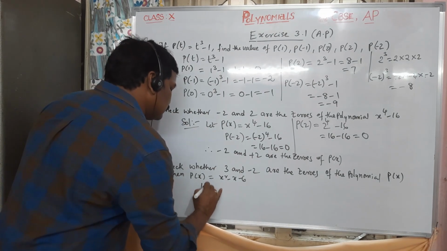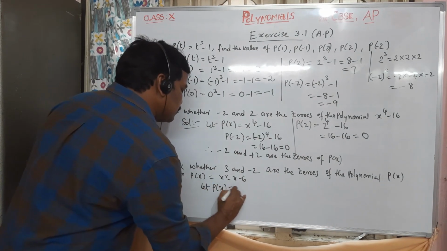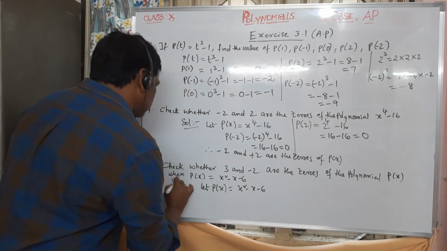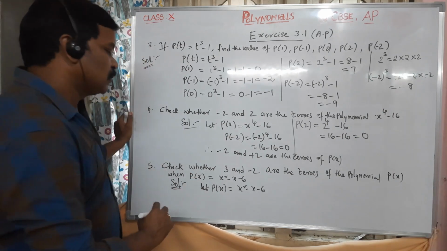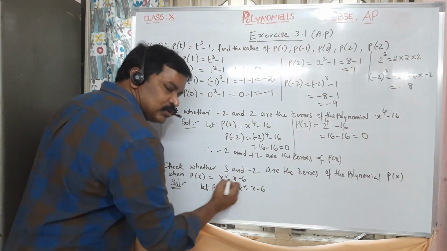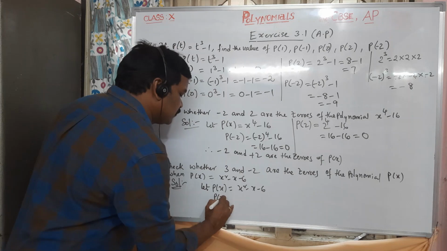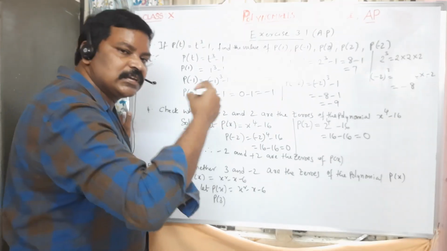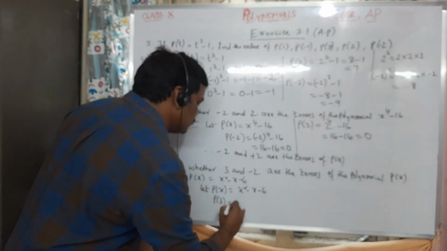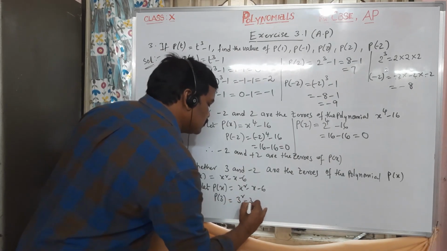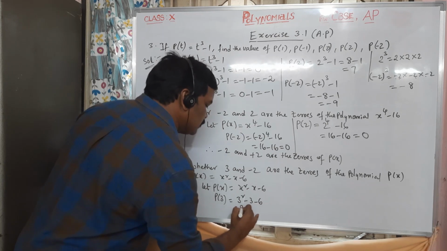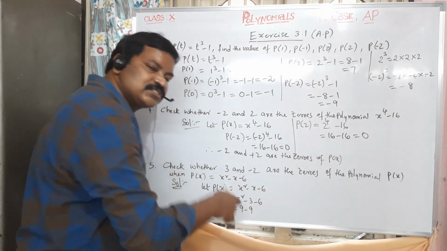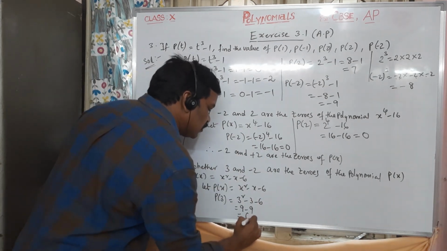See, the given polynomial, let it be p of x is equal to x square minus x minus 6. Substitute x is equal to 3 now. That means p of 3. Substitute x is equal to 3 in the given polynomial. That means 3 square minus 3 minus 6. That means 9 minus 9. 3 square is 9, no? Minus 3 minus 6 is also minus 9. 9 minus 9 is 0.